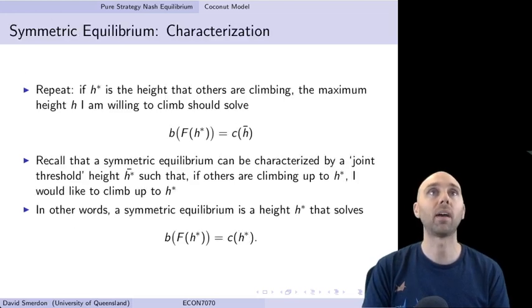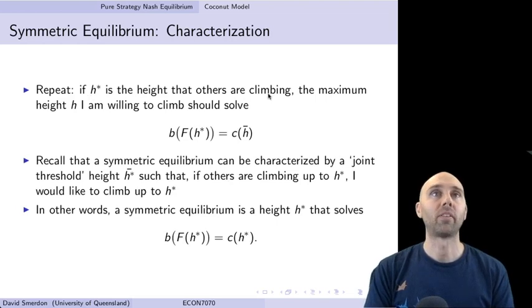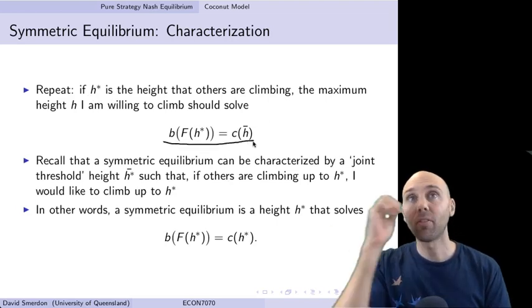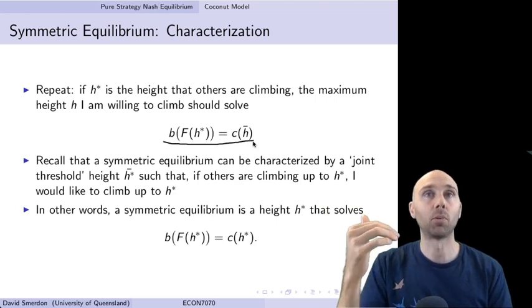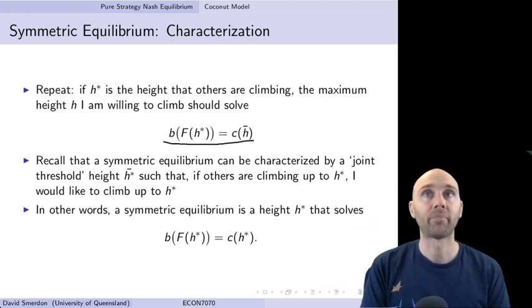So just to repeat that, if h star is the height that all others are climbing, what's the maximum height that I am willing to climb? It must solve this equation. Okay, so I've worked out the best response for an individual, given that everybody else is playing h star.